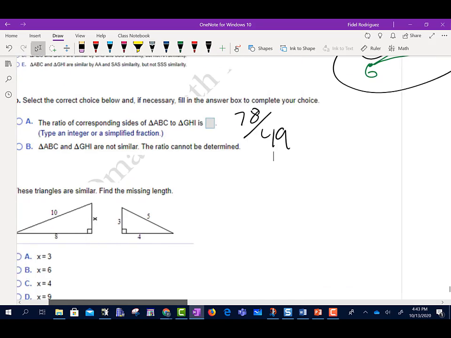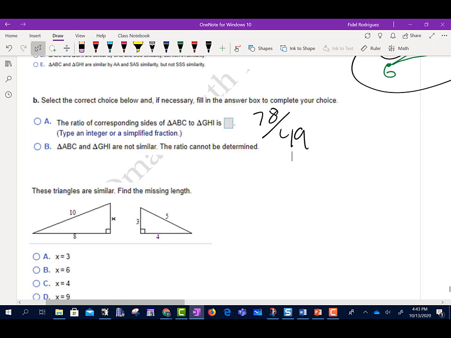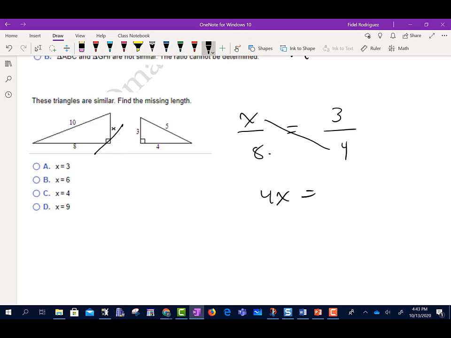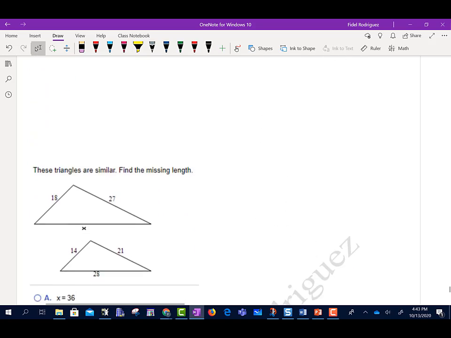All right, I think we got just a couple more problems here. It says these triangles are similar, find the missing length. So I'm going to write one fraction equals another fraction. So x over 8 is equal to 3 over 4, and we cross multiply, so that's 4x equals 24. So x should be 6, and there would be my answer.